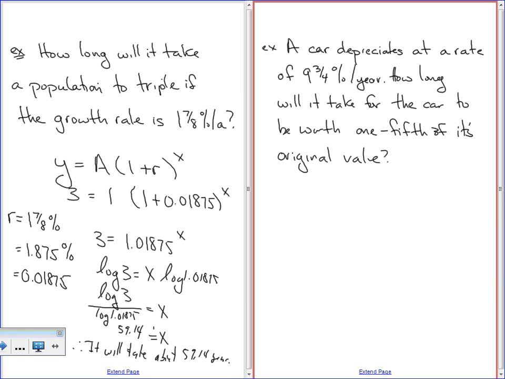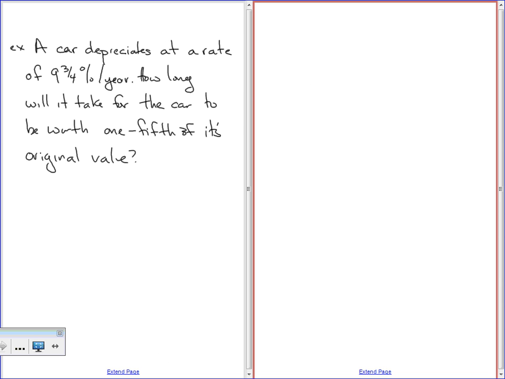So a car depreciates at a rate of 9.75% per year. How long will it take for the car to be worth 1/5 of its original value? So again, in the context of the question, you try to figure out if it's exponential growth, exponential decay. The word depreciate should give you the hint that it is exponential decay. You're trying to figure how long it's going to take something to do it. So you're looking for the x value.